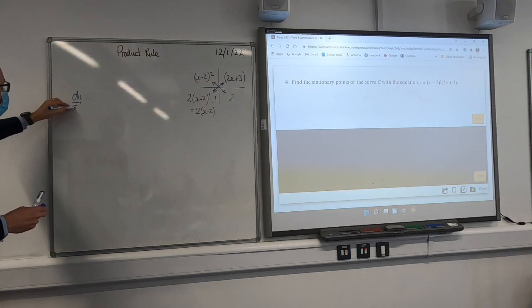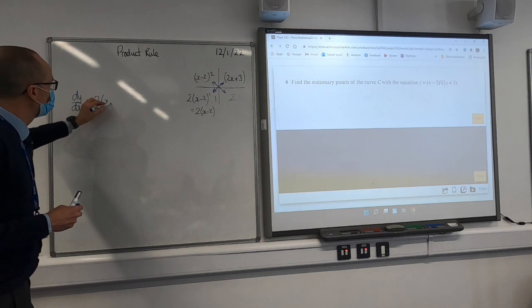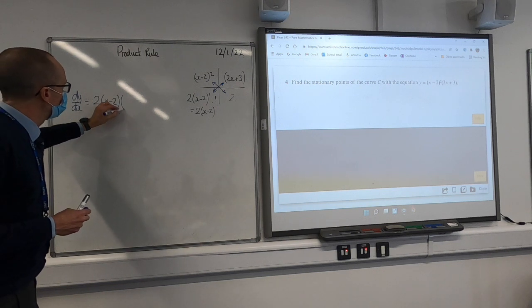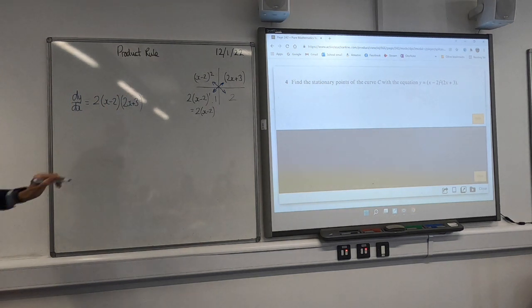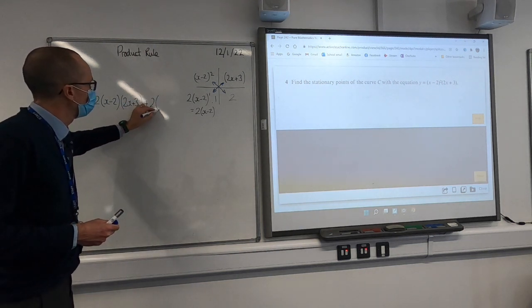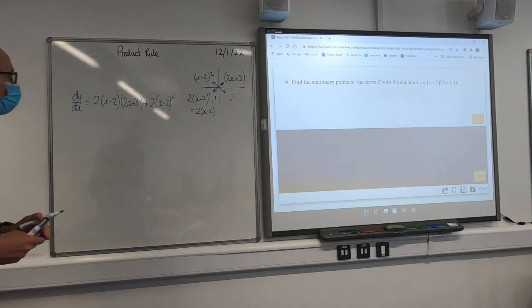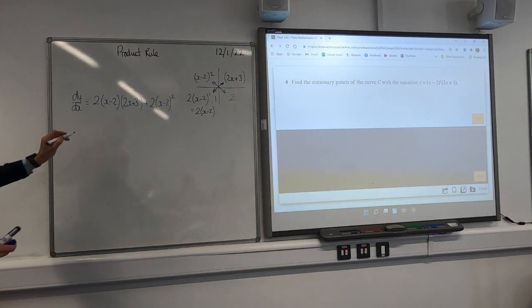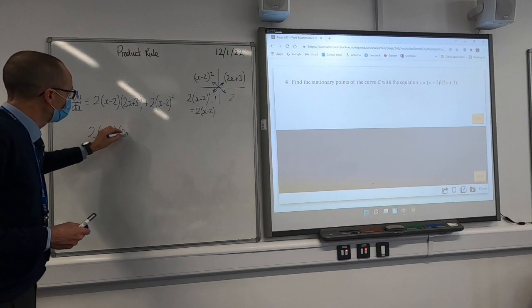And this is where we got to at the end of the last lesson. So we had 2 times x minus 2 multiplied by 2x plus 3, plus 2 lots x minus 2 squared. And we're looking for stationary points, turning points, so we're asking, when does that equal 0?